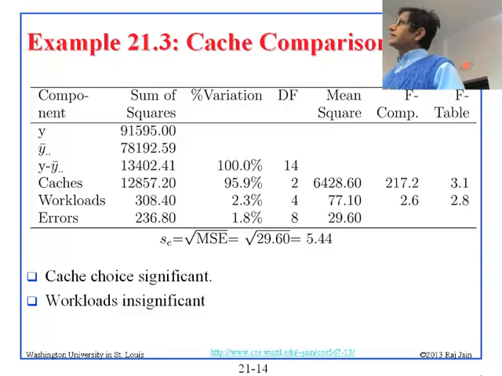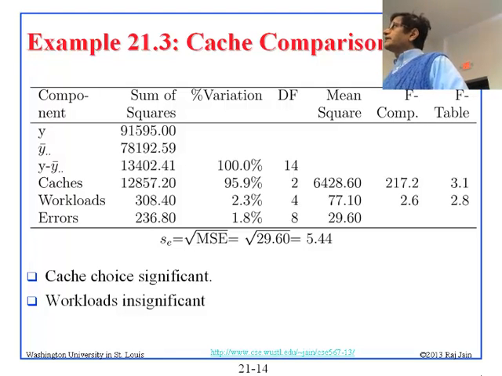So basically here is the example that we were doing for the caches. The total sum of squares was 91,000. Out of that, if you just took 72, remember that y bar dot dot was 72 point something. That was the overall mean. If you square that and multiply by 15, you will get this number, 78,000.